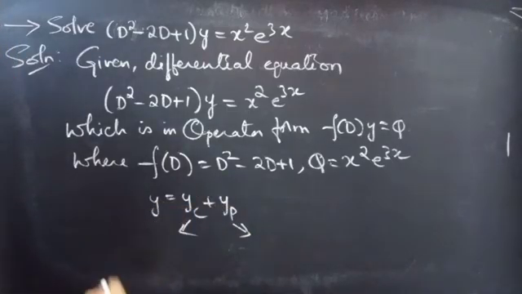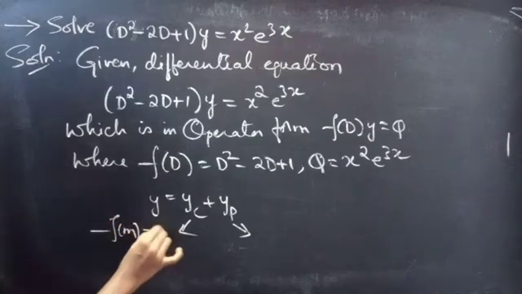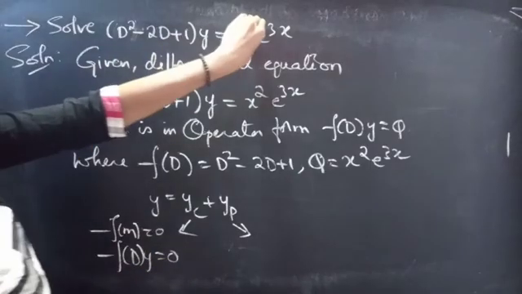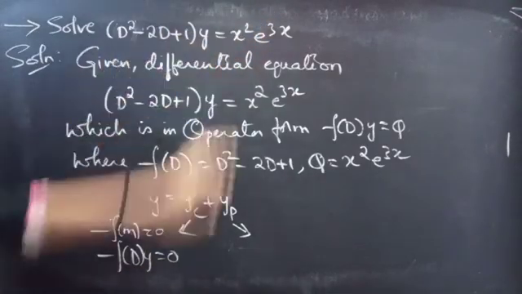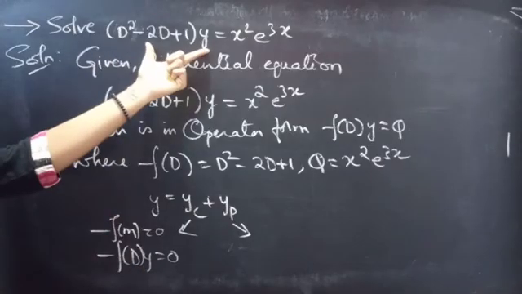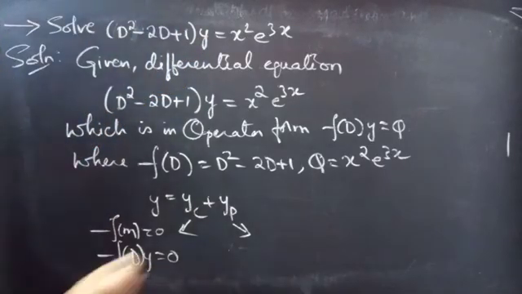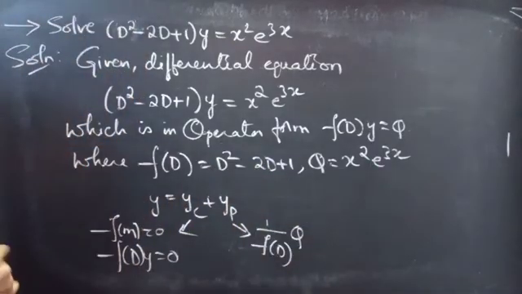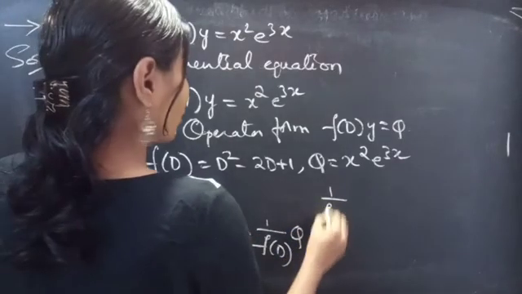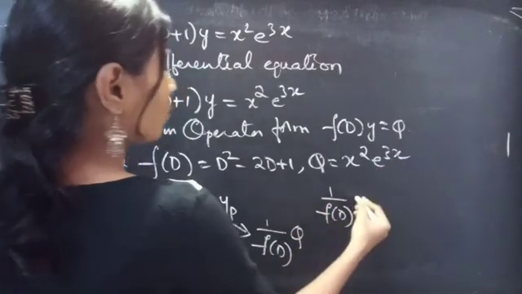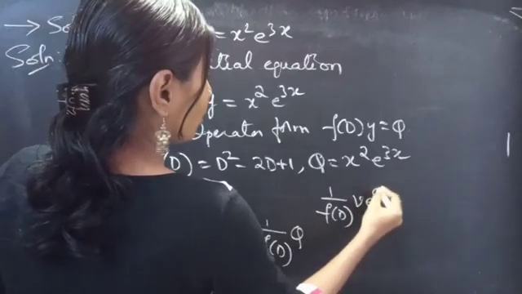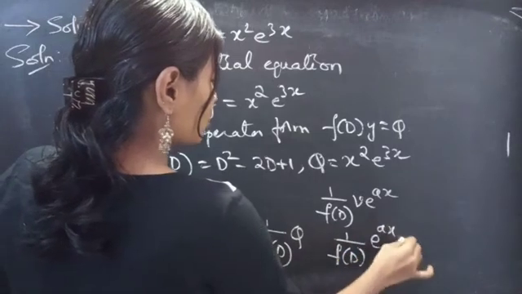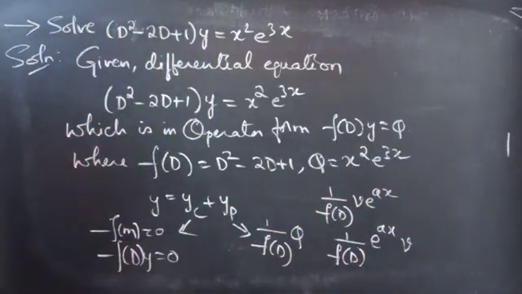We'll find yc using the rules of the auxiliary equation of the homogeneous equation of the given non-homogeneous equation. Simply put RHS equals 0, then we'll get F(D)y = 0, which is the homogeneous equation of the given non-homogeneous equation, and we'll find yp using 1/F(D) into Q, right? So here we have 1/F(D) into Q is of the form V into e^(ax), or just 1/F(D) into e^(ax) into V form.